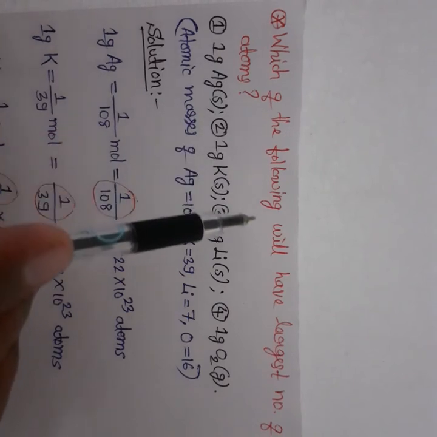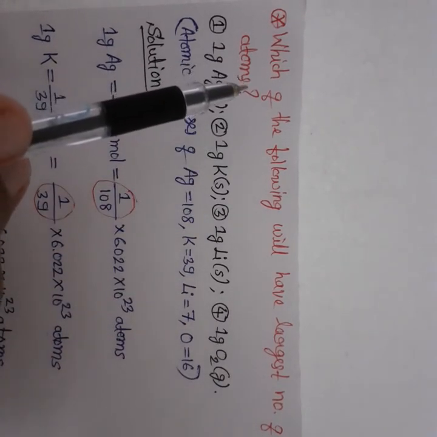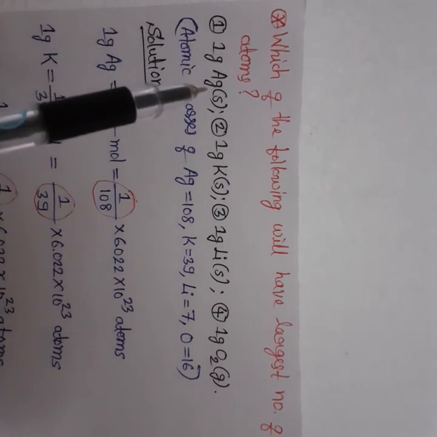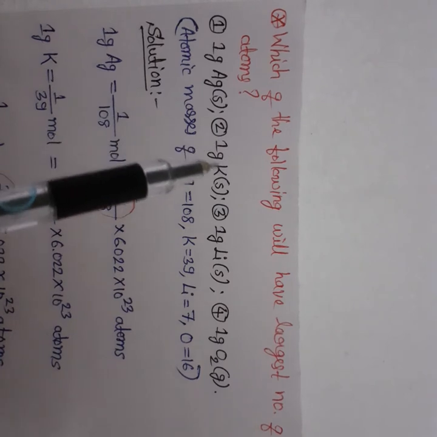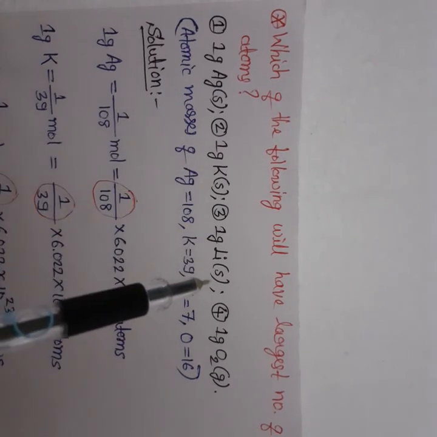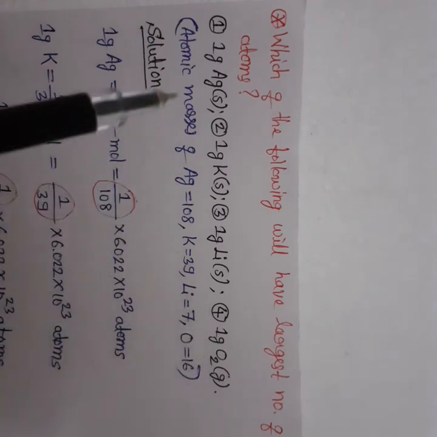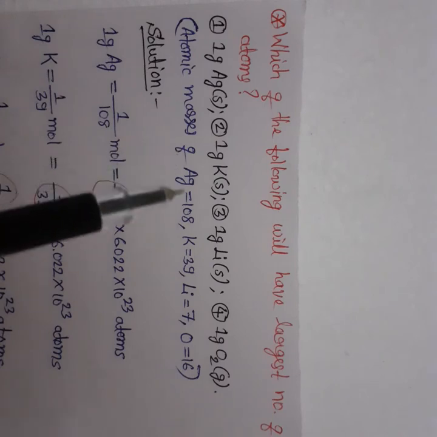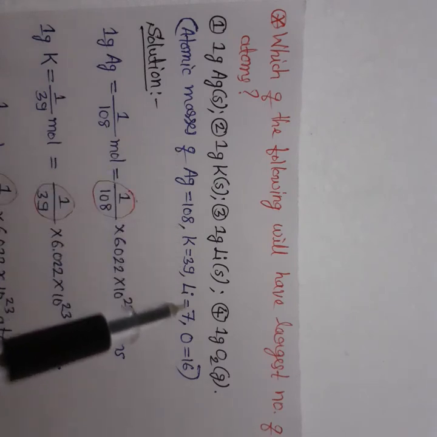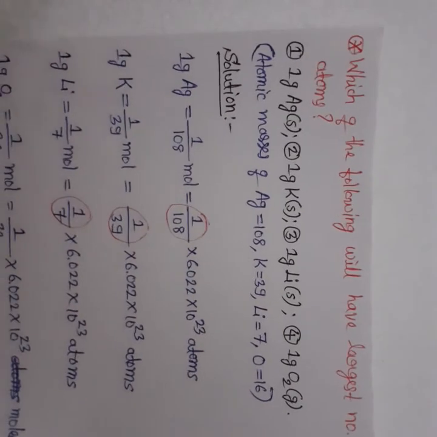Which of the following will have the largest number of atoms? 1 gram silver, which is solid, 1 gram potassium, which is solid, 1 gram lithium, which is solid, 1 gram oxygen, which is gas. Here they have given atomic masses: silver is 108, potassium is 39, lithium is 7, oxygen is 16. Let us see the solution.